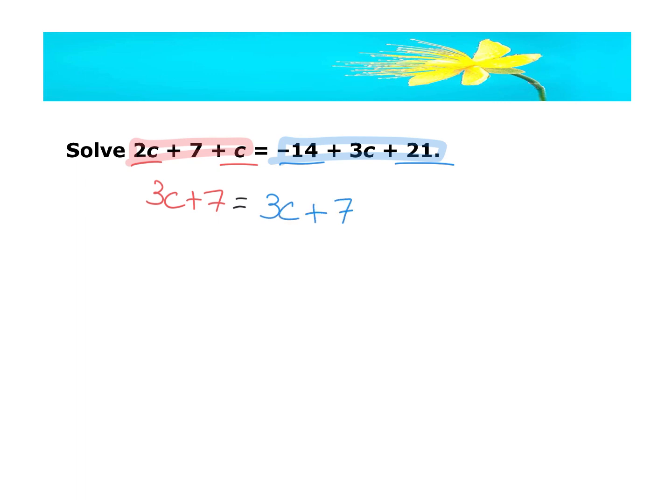Now I'm going to go ahead and subtract 3c from both sides, and I'm going to get that 7 is equal to 7. Now, this is always a true statement, so it is all real numbers.